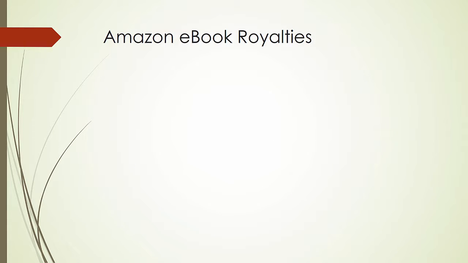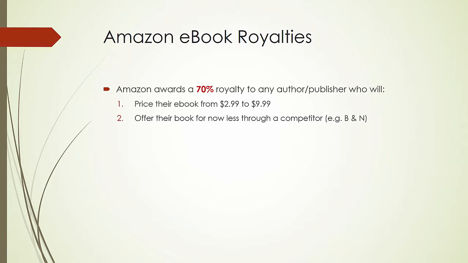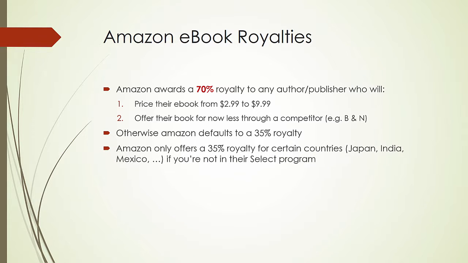Now let's talk about Amazon ebook royalties. Amazon awards a 70% royalty to any author who will follow these two rules. Price your ebook from $2.99 to $9.99 and offer your book for no less through a competitor. Otherwise, Amazon defaults to a 35% royalty, producing half the revenue for you. Amazon only offers a 35% royalty for certain countries if you're not in the Select program. And the minimum price you can set for a book is 99 cents.